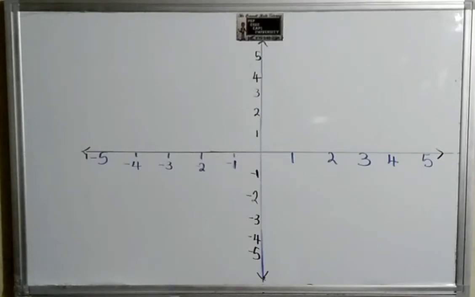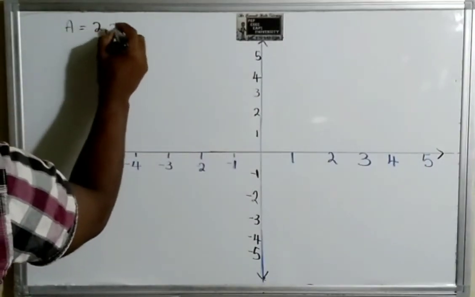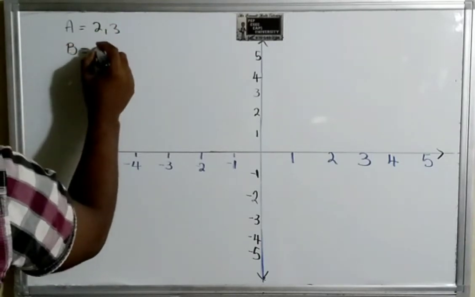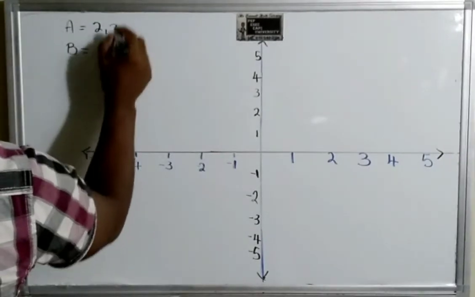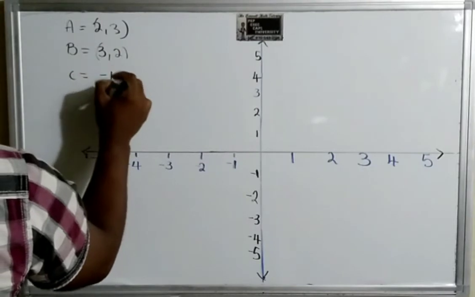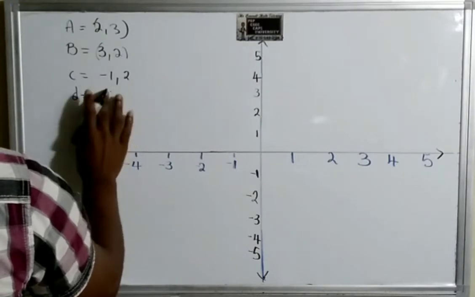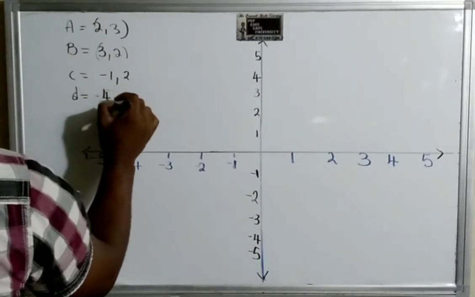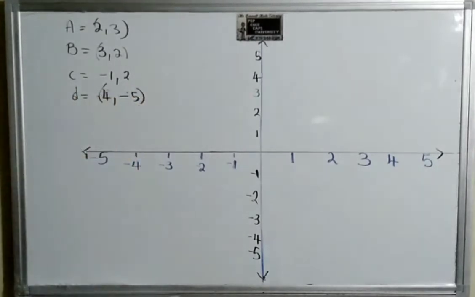Part of it was very important for you guys to know how to plot points. What do I mean by that? Say we're given a point. Say A is (2, 3), B is, let's just reverse it, (3, 2), and C is (-1, 2), D is, let's put a positive here and then a negative, so let's say (4, -5). We're going to plot these points.